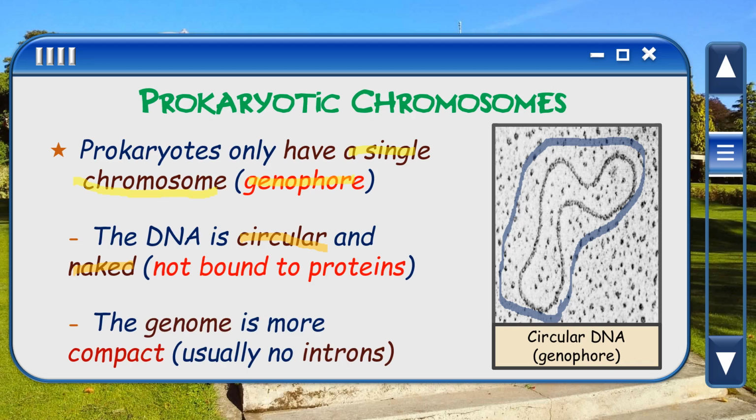The genome is more compact, and usually there are no introns. So its genome, the totality collection of all the genes, is compact. It is compacted together.